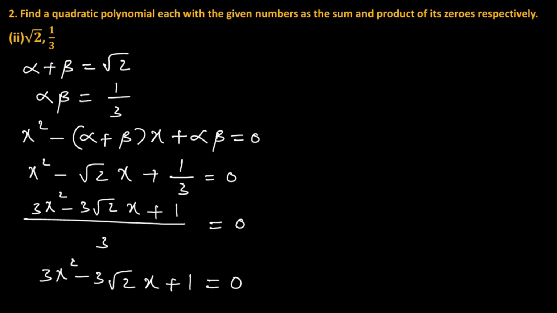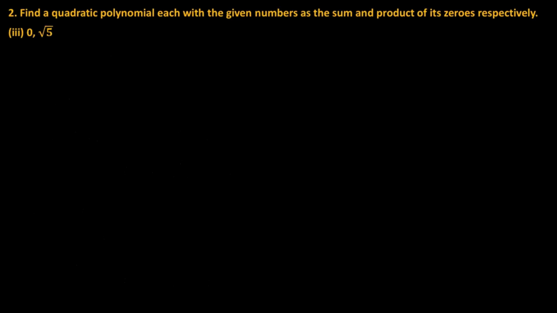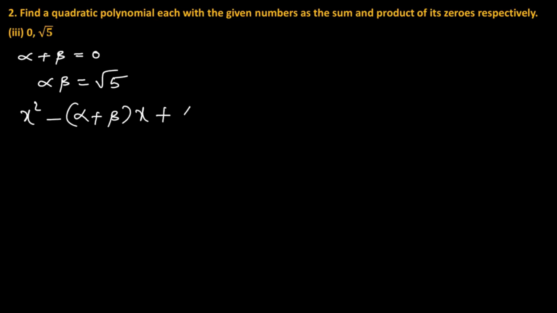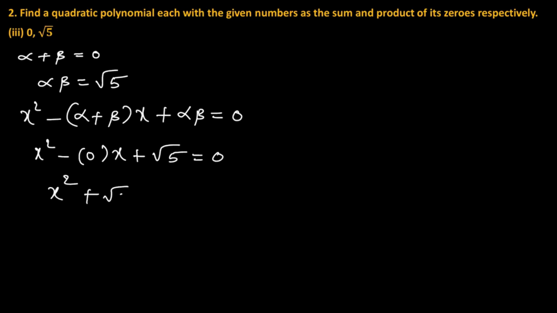Next one. Third question. Alpha plus beta is equal to 0. Alpha into beta is root 5. Let us write down the equation x square minus alpha plus beta into x plus alpha beta is equal to 0. So x square minus 0 into x plus root 5 is equal to 0. Directly you can write it as x square plus root 5 is equal to 0. Next question.